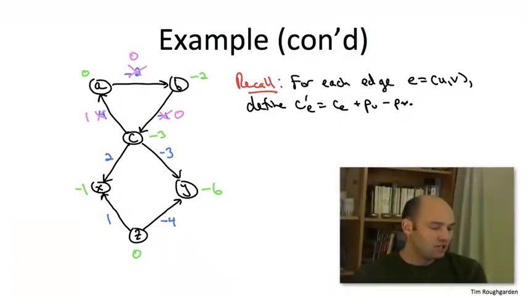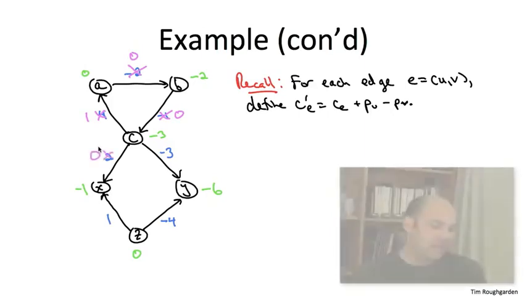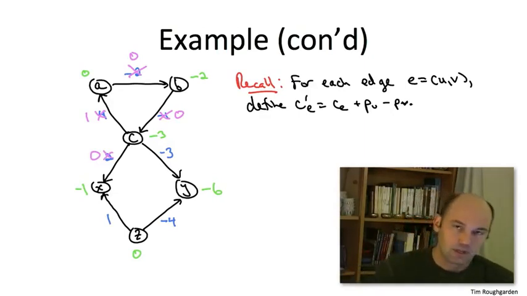If we look at the arc C comma X, we take the original length 2, we add minus 3, and we subtract minus 1. So that again all cancels out, and C comma X has a new cost of 0. Same thing happens with the arc C comma Y. We start with minus 3, we add another minus 3, we subtract minus 6, that gives us 0.